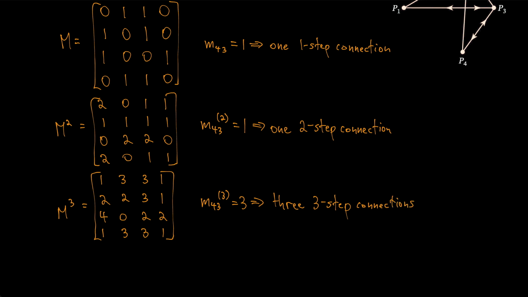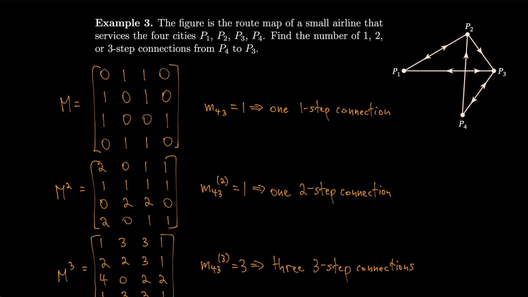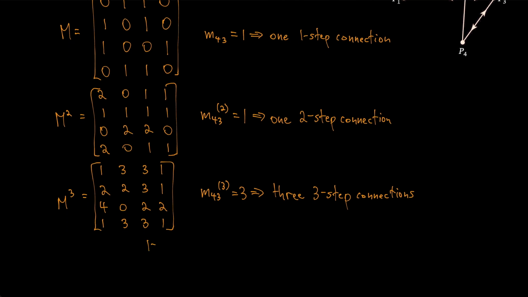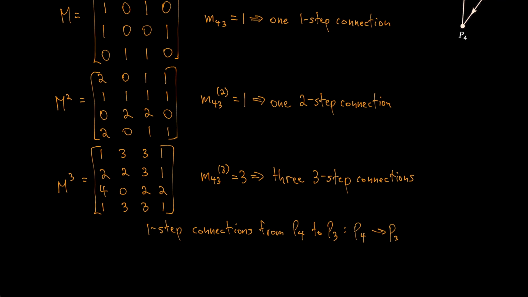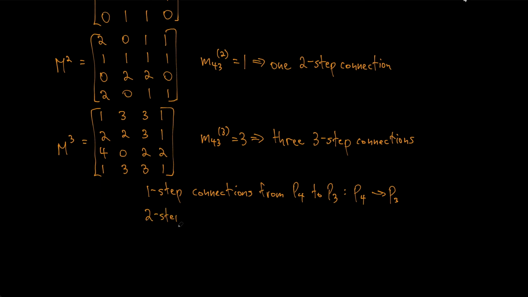So let's see if we can figure out what they are from the picture. Going from P4 to P3, that's our one-step connection that we got. So for the one-step connections, remember we're going from P4 to P3, we just have P4 to P3. Okay, how about the two-step connections? We determined that there should be one of those also, and we can figure it out.